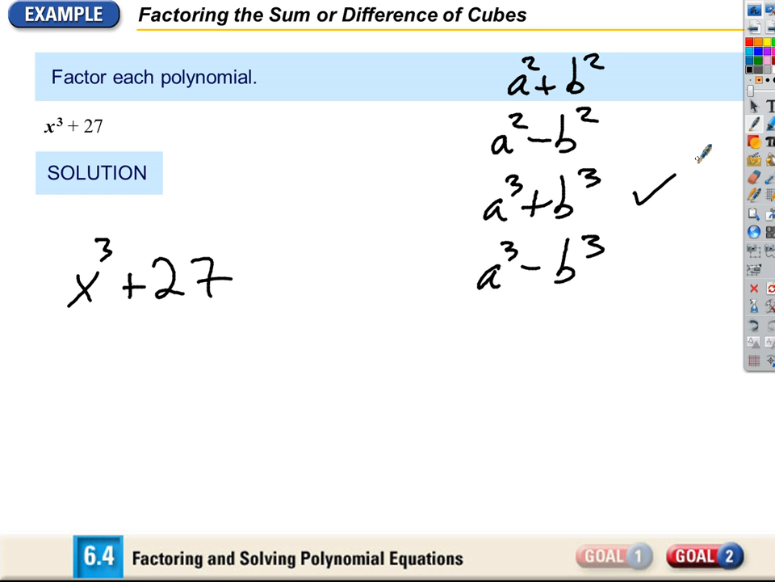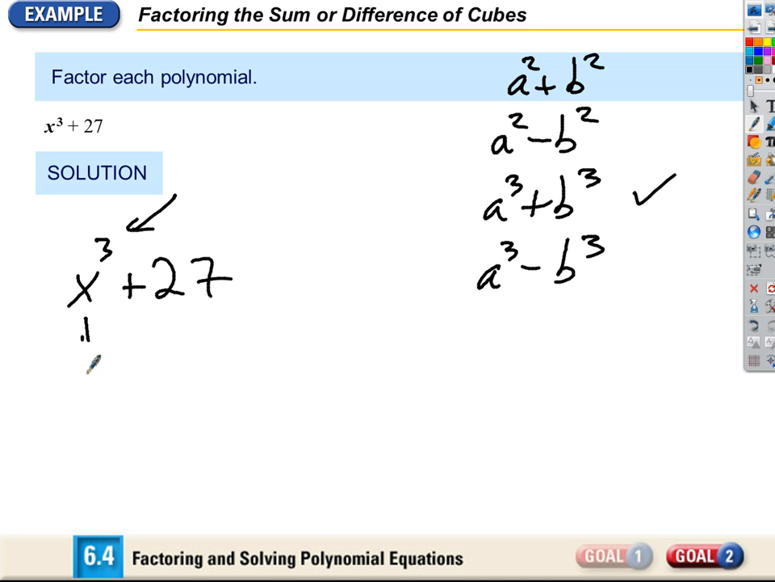X is cubed, right? You want to look at the exponent. That's the key. X is being cubed, and so it's got to match this pattern, if any of them. And so then the question is, what's our A and what's our B? X is A, 27 is B. Okay, but X is A, A's 1.